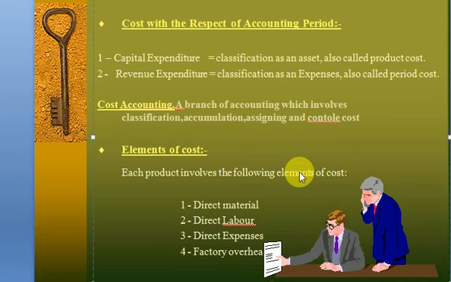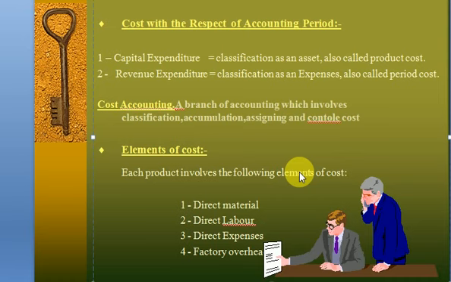Overhead cost is what? That is the aggregation of indirect materials, indirect labors, and indirect expenses, or the sum of indirect materials, indirect labors, indirect expenses are called overhead cost. So three main elements of cost are materials, labors, and expenses.